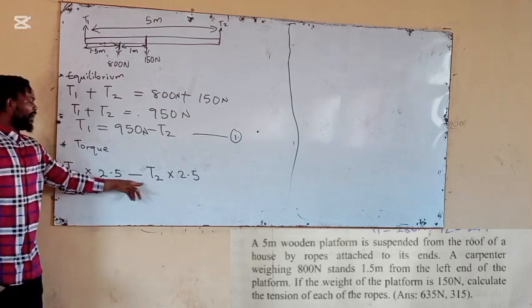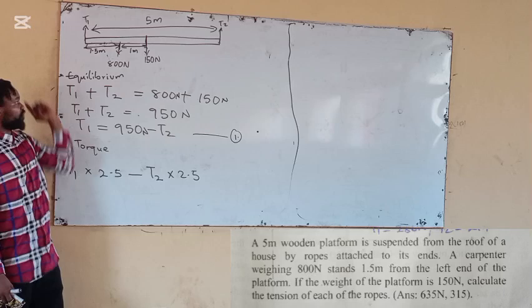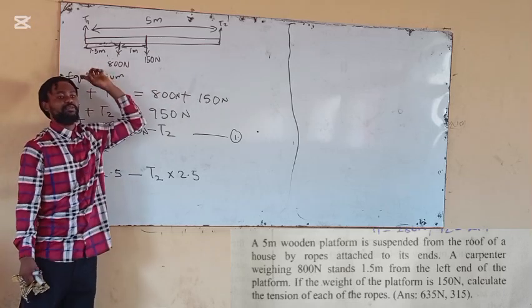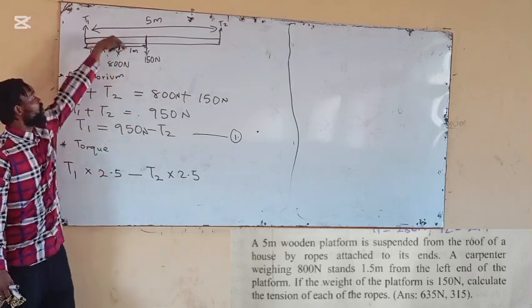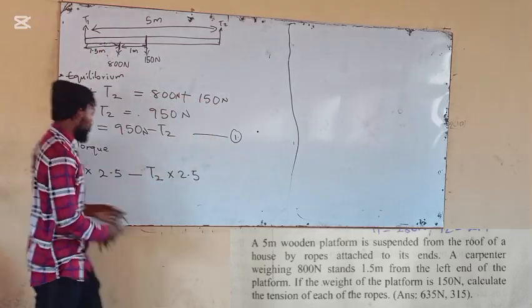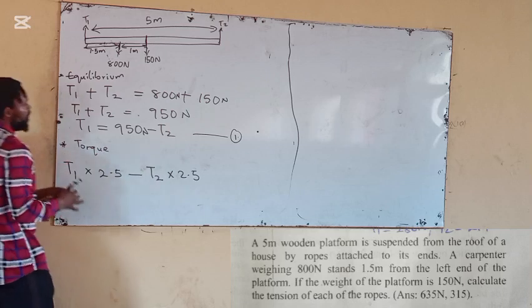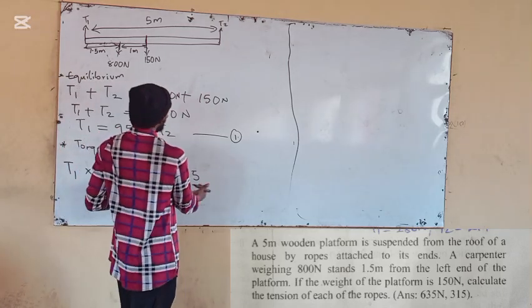Alright, notice something. Do you know why I put minus here? The reason is that, remember, torque is clockwise moment against anti-clockwise moment. That clockwise torque against anti-clockwise torque means that if this one is going this way, this one should be going this way. And when you put it out, they should be equal. That's what I mean.